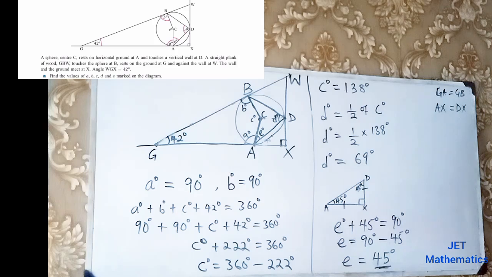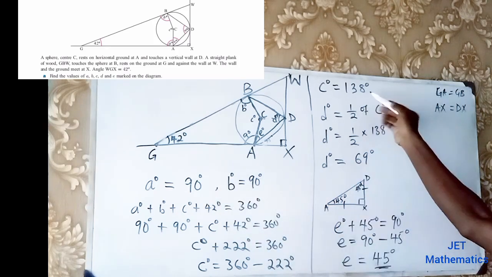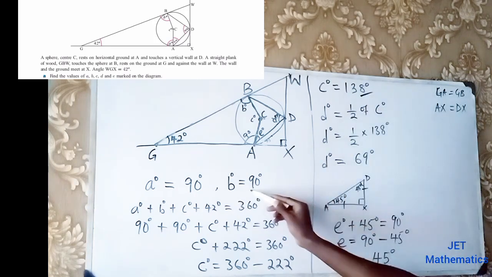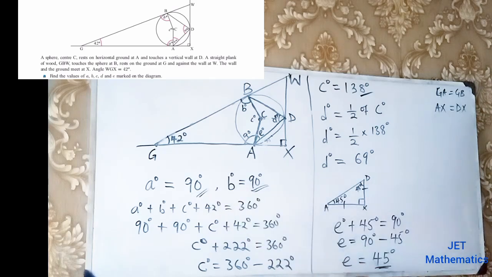So these are the solutions. A is 90 degrees, B is 90 degrees, C is 138 degrees, D is 69 degrees, and E is 45 degrees.